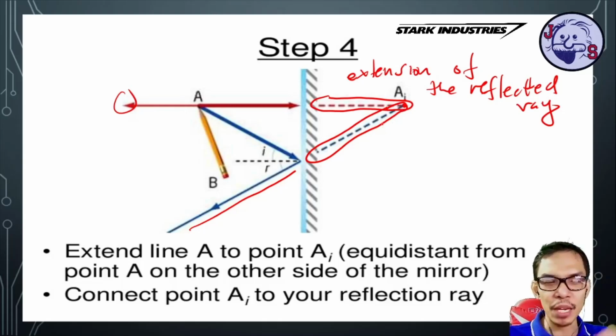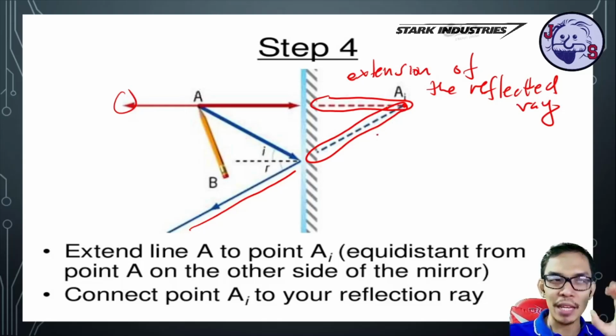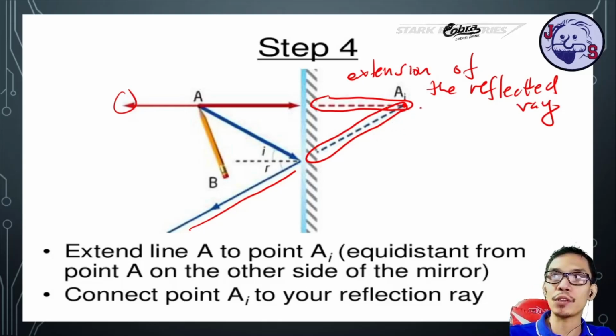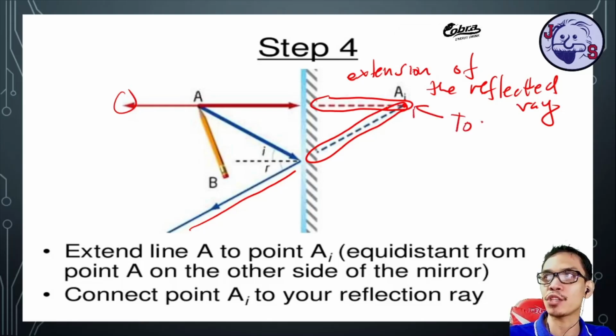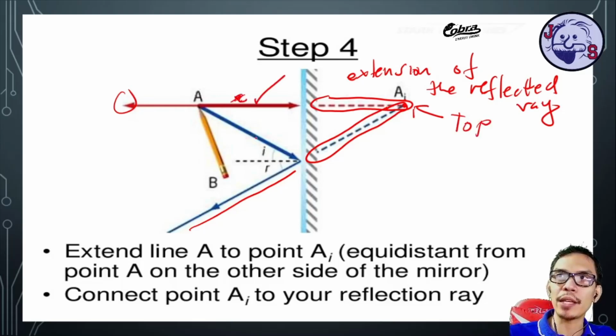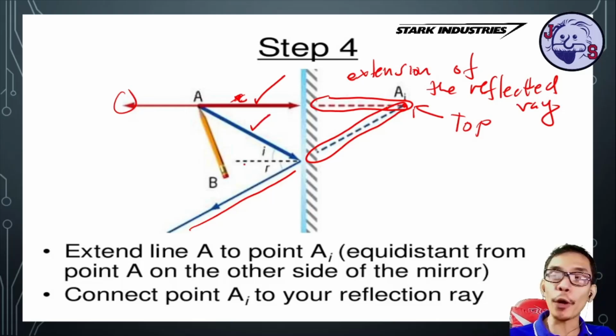Or top part of the image, rather. Sorry for that. The top part of the image is formed. So this is the top part of the image. Again, you can draw something like this, or you can draw something like this, to point out where this particular image of the top of the object will form behind the mirror.